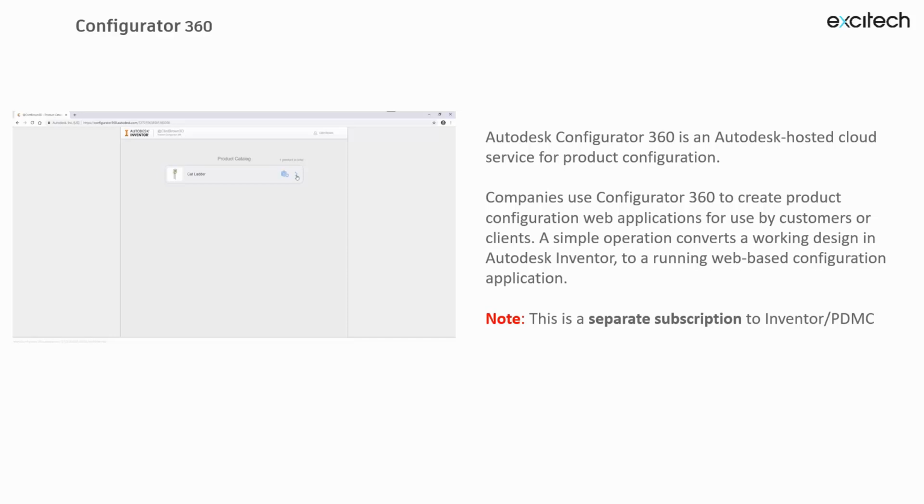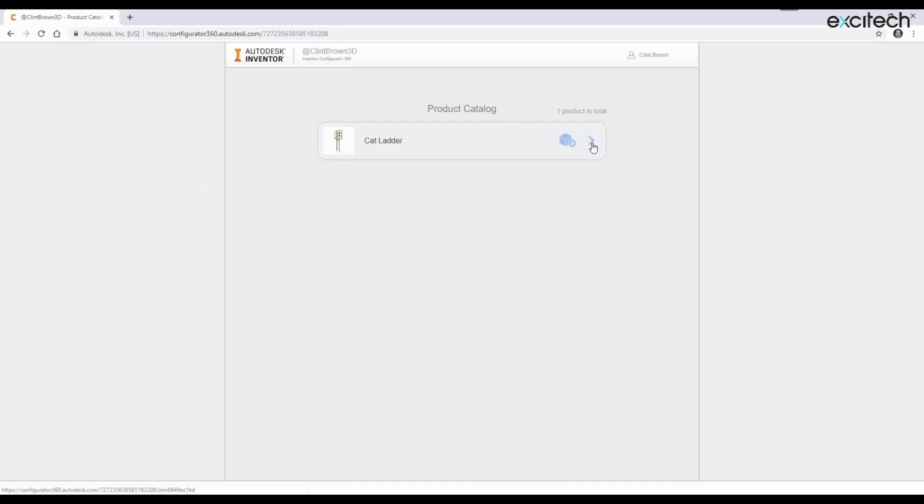So Configurator 360 is an Autodesk hosted cloud service for product configuration. And companies use Configurator 360 to create product configuration web applications for use by customers or clients. The idea is that any Inventor model with some iLogic running in the background can be uploaded to the service. The thing to note though is that this is a separate subscription to your Inventor or product design and manufacturing collection. It's not included in the collection and is an additional service that you will need to pay for.